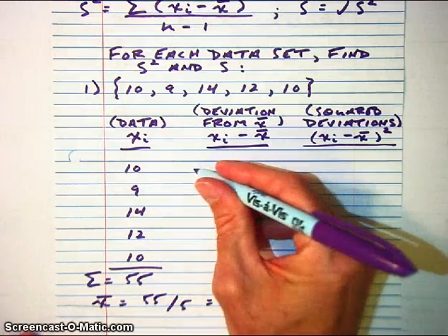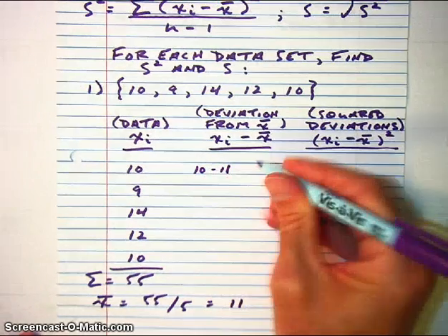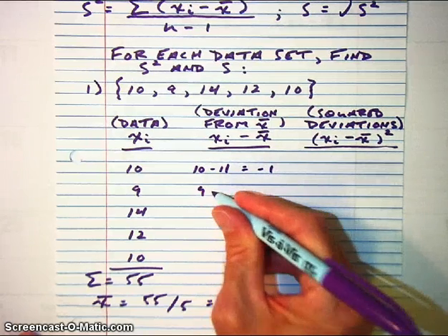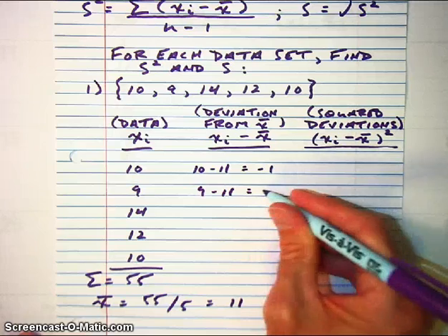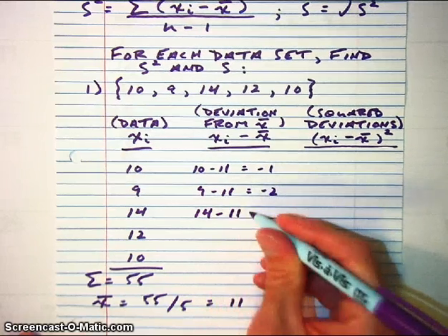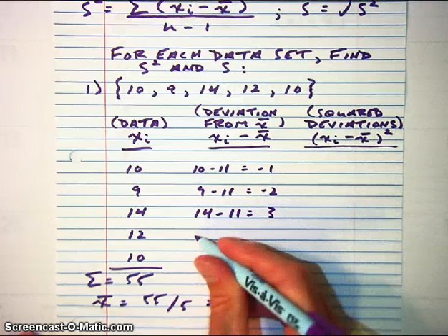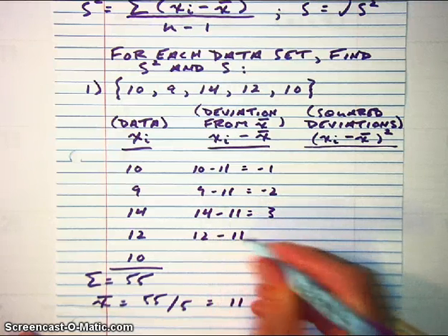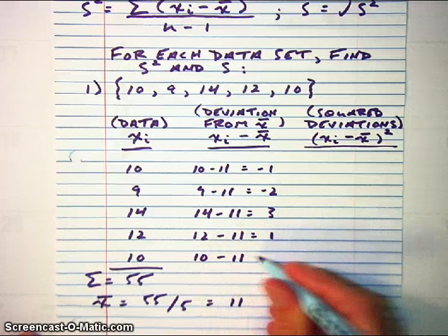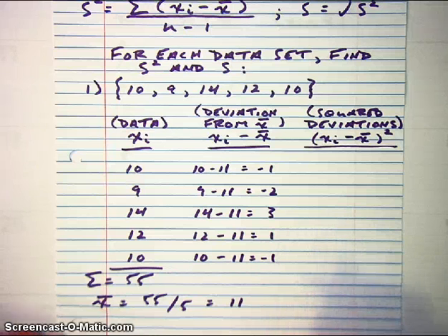Now to find the deviations from the mean, we're going to subtract 11 from each of these values. So we'll take 10 minus 11. That gives us negative 1 for that first deviation. 9 minus 11 is negative 2. 14 minus 11 is positive 3. 12 minus 11 is positive 1. And 10 minus 11 is, once again, negative 1.